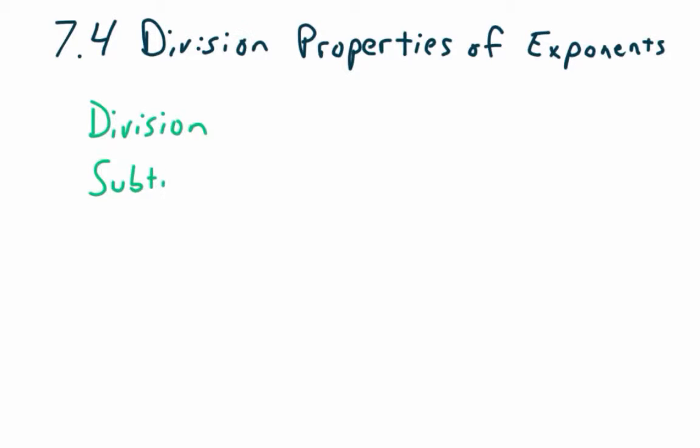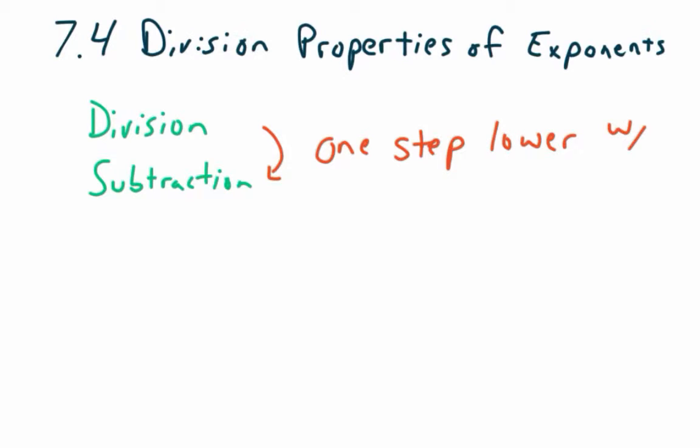So you can remember these the same way: if you say division, the answers are typically smaller. Subtraction, the answers are typically smaller. Division's the strongest. You could still do that same one step lower with the exponents. So one step lower than the exponents.